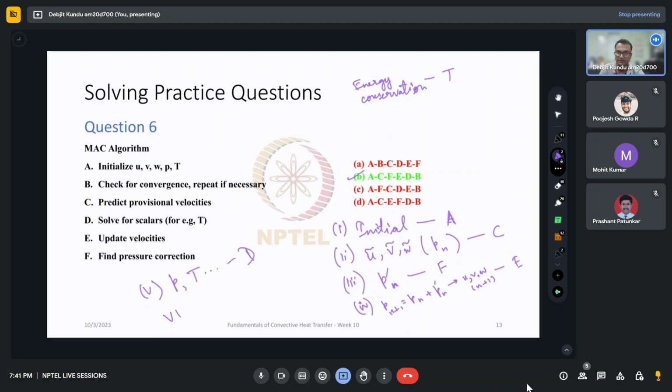And for the last step, we will check for convergence and repeat if necessary. So this is step B. So what should be the correct sequence? A, C, F, then E, then D, then B. A, C, F, E, D, B. That is option B. So that's why this is correct. Any questions on this?